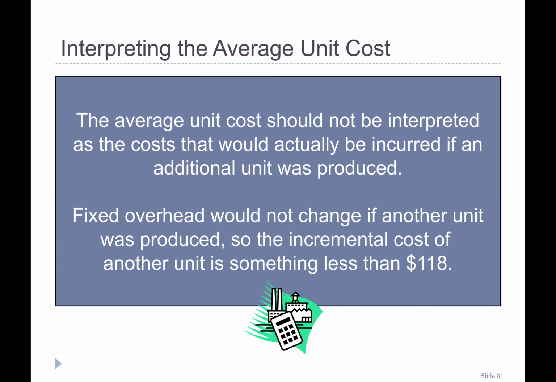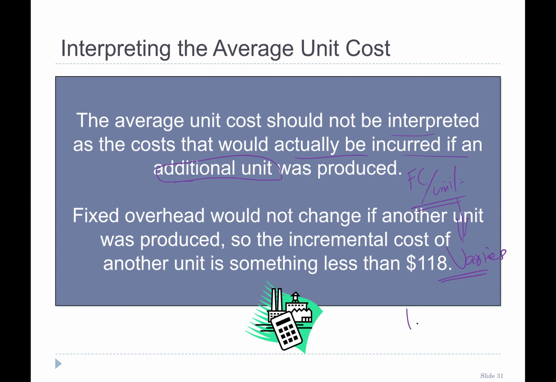So we were discussing the interpretation of average cost. So here we go. The average cost should not be interpreted as the cost that would actually be incurred if additional units were produced. Remember that one: the behavior of fixed cost is that fixed cost per unit is not stable, it changes, it varies.